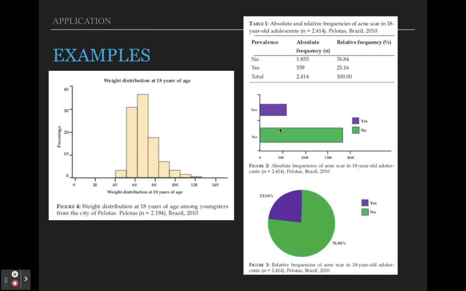And then finally, they take this same data and put it into a circle graph. They use these relative frequencies that we saw before in a circle graph or a pie chart to show you the relationship of the part to the whole. So overwhelmingly, 18-year-olds did not have acne scars in Pelotas, Brazil, based on this sample, which we could look into how the sample was collected to see if that has anything to do with the results that we're looking at. All right, so these are decent graphs.